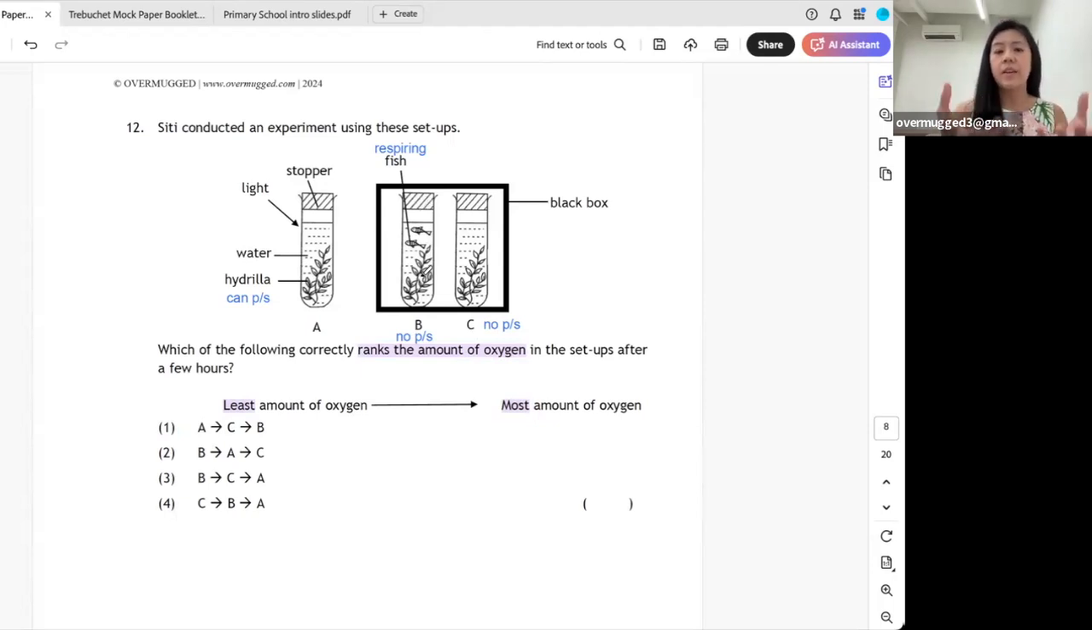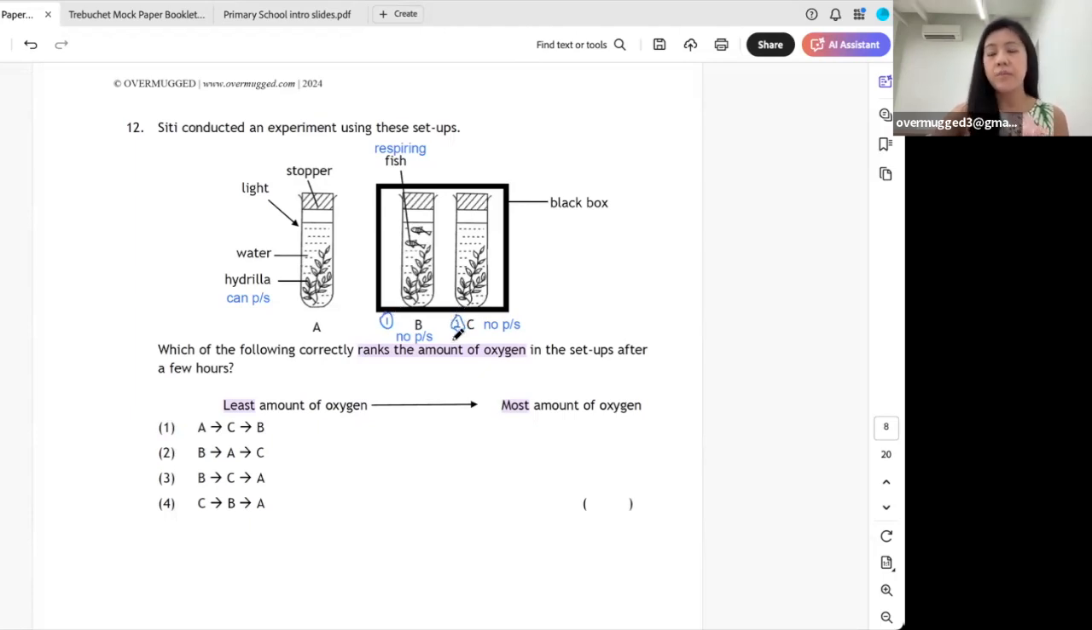So these two living things are actually taking in oxygen. When you have all these living things taking in oxygen versus tube C, where there's just the plants taking in oxygen, tube B will have more oxygen taken in. In other words, less oxygen left in the setup. So it's always good to rank by just writing a small number at the side here.